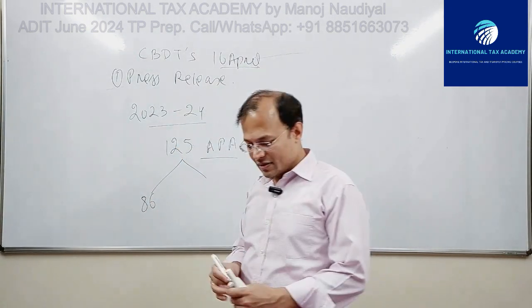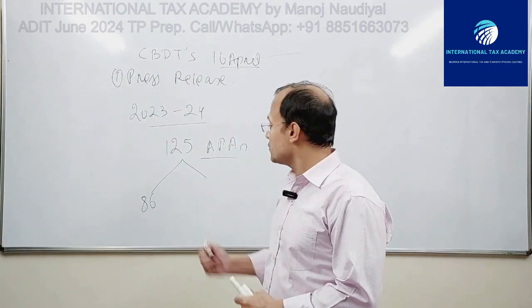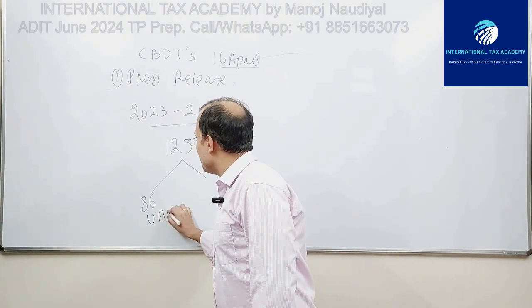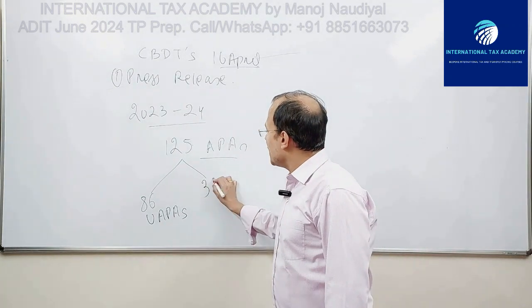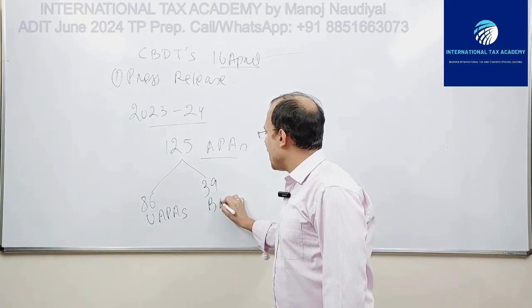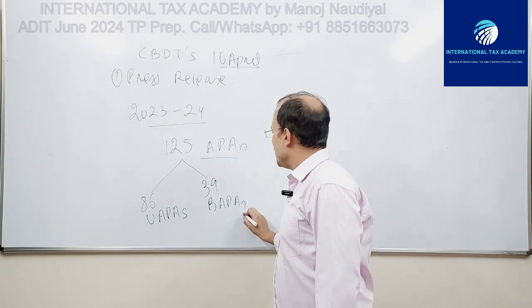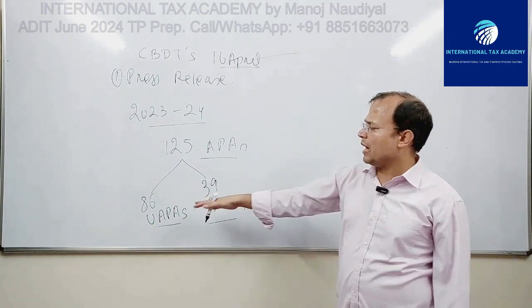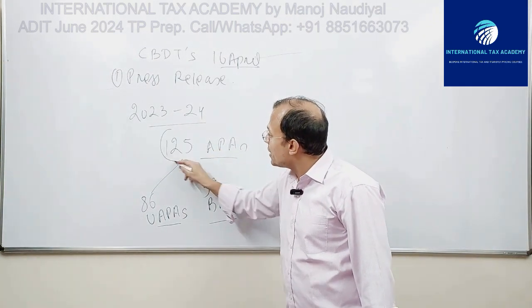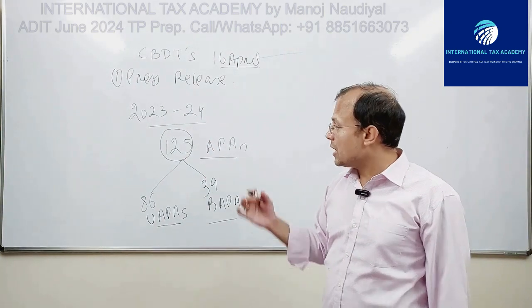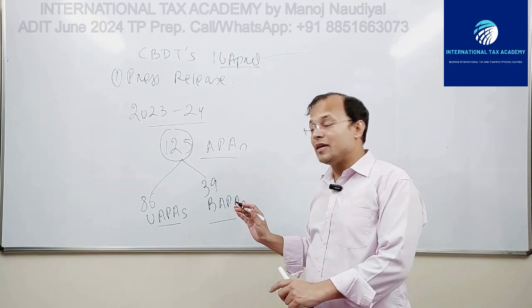86 APAs were unilateral APAs and remaining 39 APAs were bilateral APAs. So I'll discuss later on what do you mean by unilateral APAs and what are bilateral APAs. Now this 125 number is the highest ever number of APAs that have been concluded by CBDT.